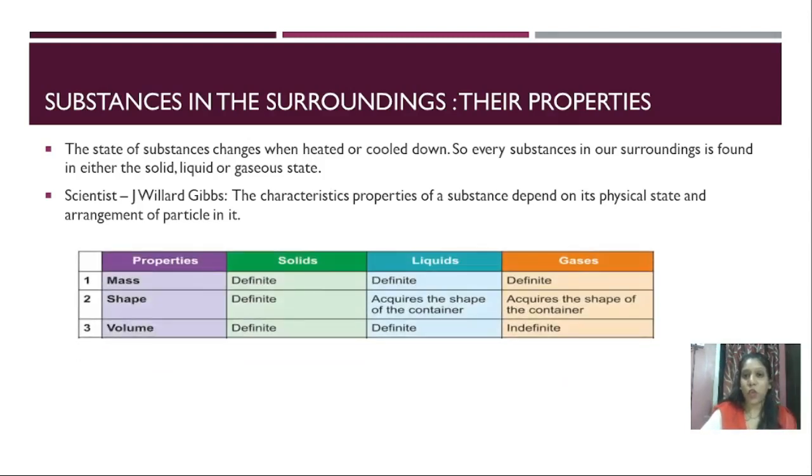So properties of solid, liquid and gaseous. The property of solid mass is definite. Liquid is also definite and gaseous is also definite. The shape. The solids have a definite shape, but liquids acquires the shape of the container and gases also acquires the shape of the container. So if you take a glass of water and pour it into a bottle, so the water will take the bottle's shape.